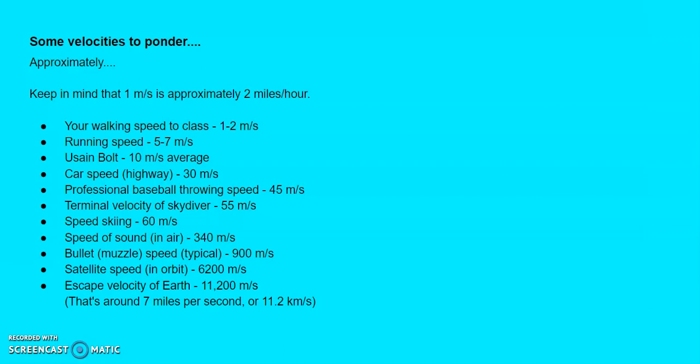On the highway, car speeds are typically about 30 meters per second. Professional baseball throwing speeds, 45 meters per second. You can read all these yourself, but these are just some typical speeds that are worth keeping in mind. If you're wondering what a meter per second is, maybe this will give you just a little bit of context. Satellite speeds going around the Earth are about 6,200 meters per second. The escape velocity of the Earth, if you have had it on Earth and you just can't stand it anymore, the escape velocity of the Earth is about 11.2 kilometers per second, or about 7 miles per second. So start running fast if you want to leave the Earth.